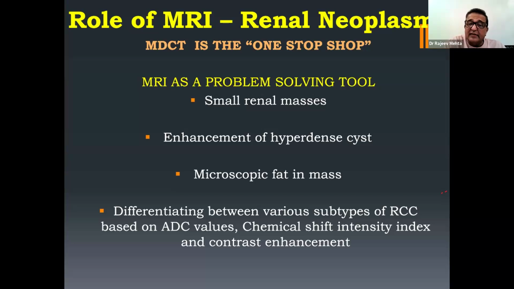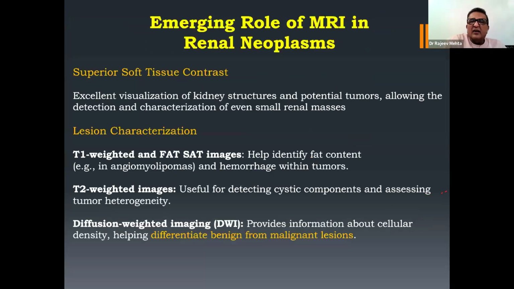The chemical shift intensity index and the contrast enhancement, along with the arterial spin labeling technique, will help us in further characterizing these kinds of tumors. Now, the emerging trend in MRI, because of the superior soft tissue contrast and excellent visualization of kidney structures and potential tumors, is allowing the detection and characterization of even smaller masses. Lesion characterization on T1 weighted and fat sat images helps identify fat content from hemorrhage within the tumors, for example in angiomyolipoma. T2 weighted images help detect a cystic component.